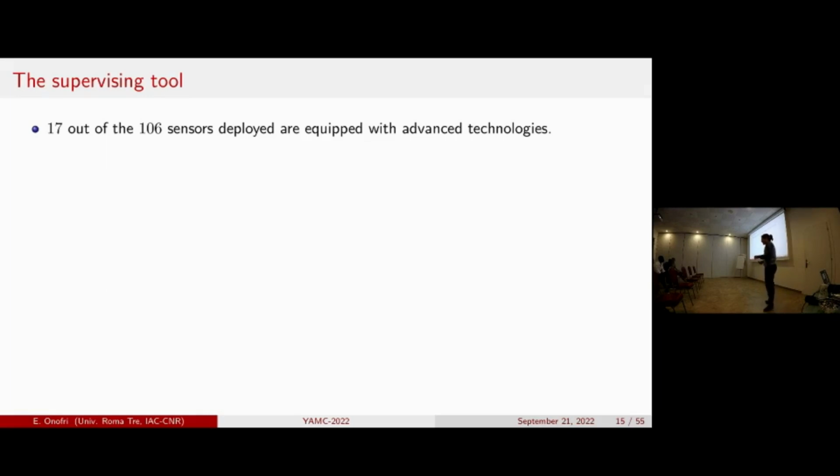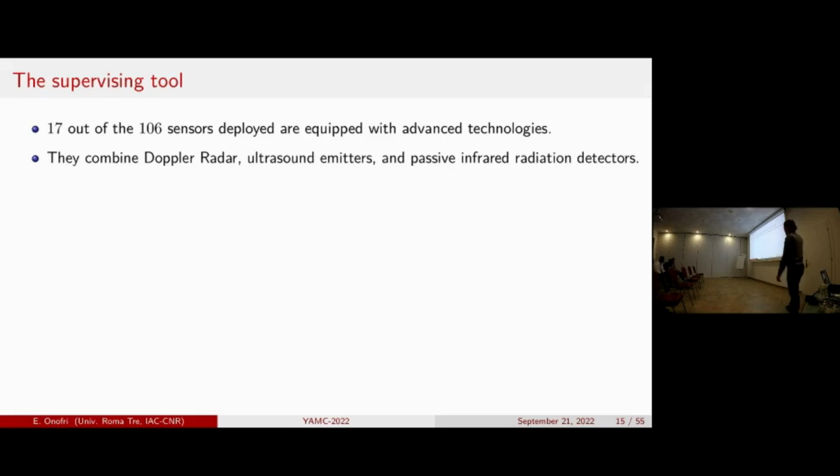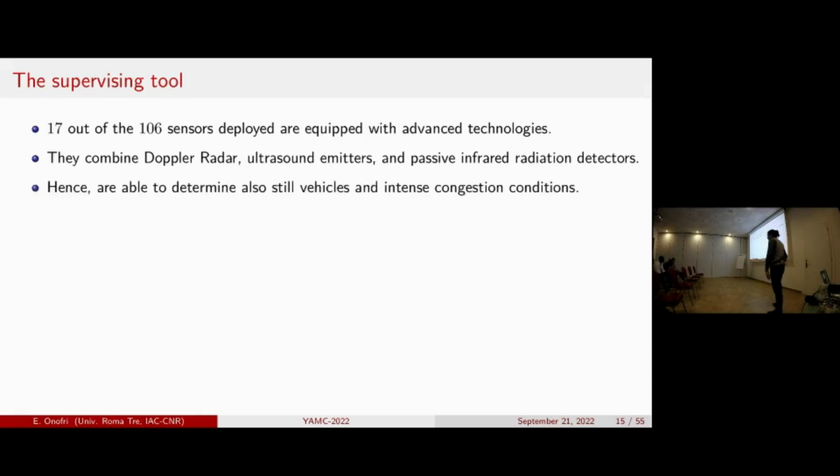That actually they are able to define if a vehicle is standing still beneath the sensor. It's a very stupid thing actually, but from a technological point of view, it is not so simple, because they have to combine Doppler radar, the ultrasound emitters, the passive infrared radiation detector, other stuff. I'm not an engineer, so I really do not know actually how they work, but in some sense they are able to determine the congestion condition.